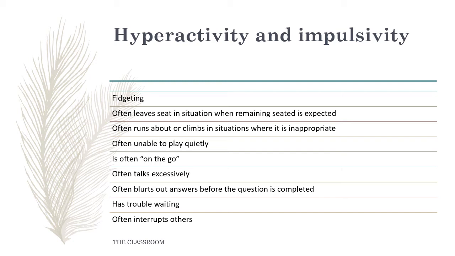The third is the child often runs about or climbs in situations where it is inappropriate. The child is unable to play quietly. The child is often on the go. That means he keeps on moving. He has a lot of energy. The child talks excessively. He or she often blurts out answers even before the question is completed. The child has trouble waiting, especially if there's a queue. They have a hard time waiting in the queue, and they often interrupt others.